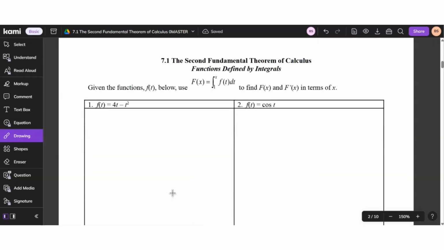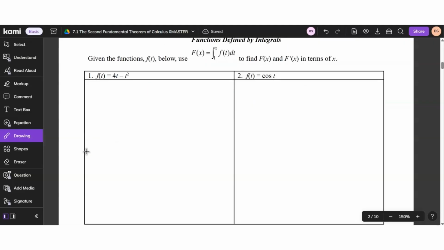Alright, so the next thing we're going to do is we have this function here, which is equal to the integral from 1 to x of f(t) dt. F of x and f prime of x are written in terms of x. So if I have f of t and I integrate it, that's where we've been using that capital before. So here I'm going to try to find F of x, and I know that it is equal to the integral from 1 to x of f(t) dt.